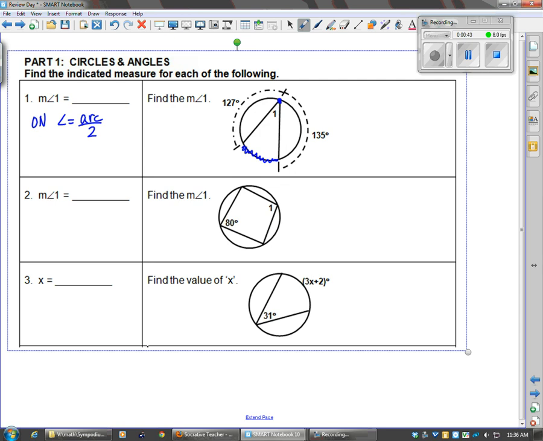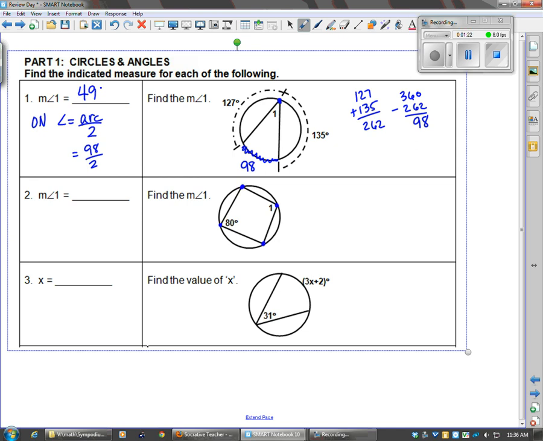So we have to add the 127 and 135 and get 262. Okay, subtract that from 360. And you get 98. And then to find the angle, when you cut the arc of 98 in half, you get an angle measure of 49 degrees.